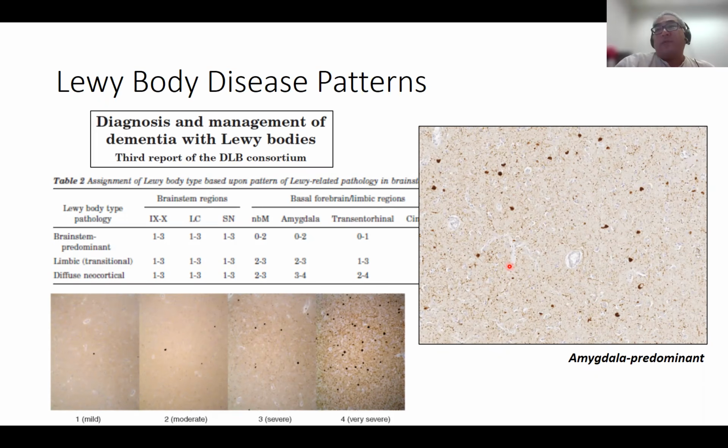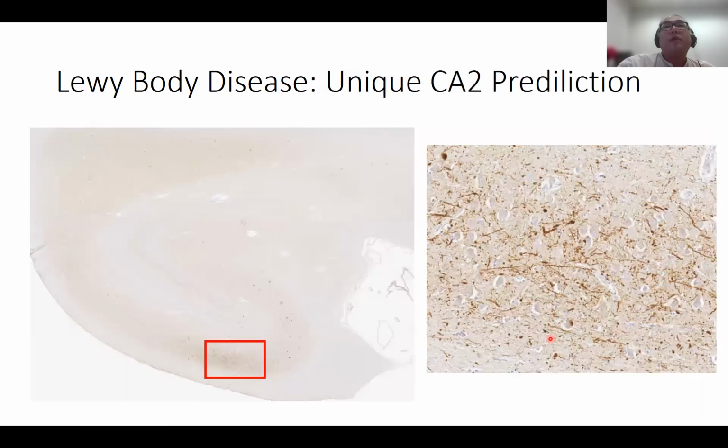And so your job when you're looking for alpha-synuclein is to find the appropriate regions to stain and try to subtype it into brainstem, limbic, neocortical, or amygdala predominant disease.